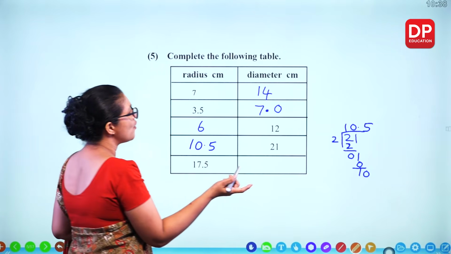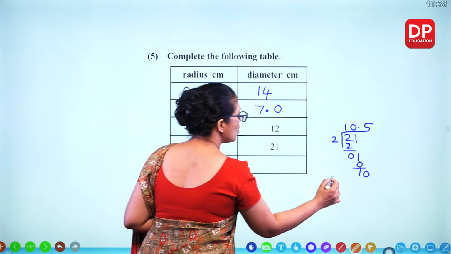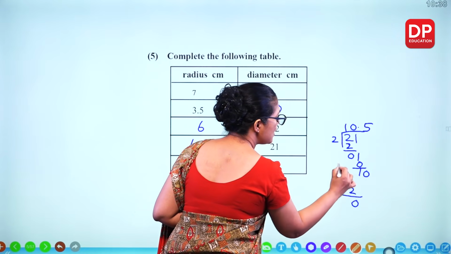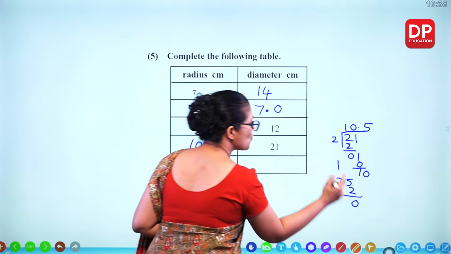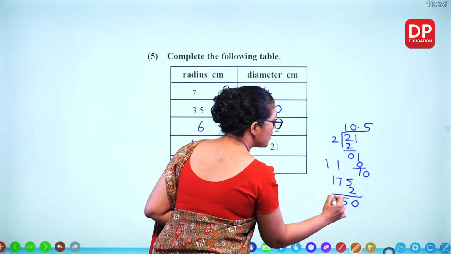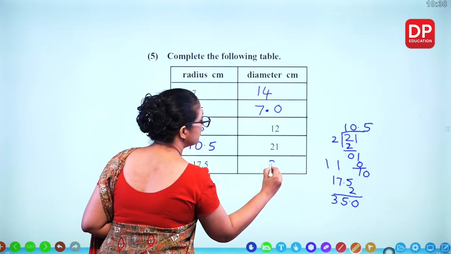So how do you find out the diameter? Multiply by 2. 2 times 5, 10. 2 times 7, 14. Plus 1, 15. 2 times 1 plus 1, 3. So you get 35.